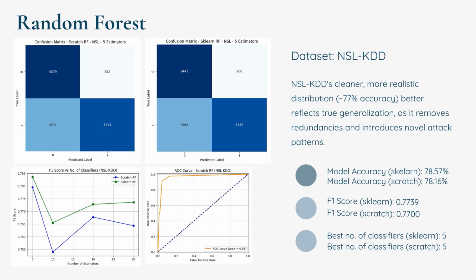Accuracy dropped to around 78% and the F1 score was around 0.7739 using scikit-learn and 0.77 from a Scratch implementation. This shows the model generalizes better and is not memorizing patterns, making it more realistic for real-world detection.